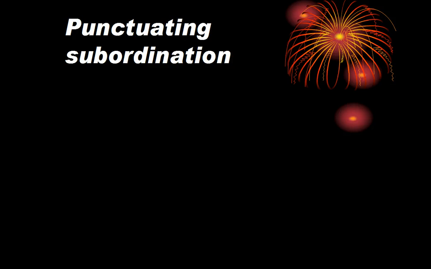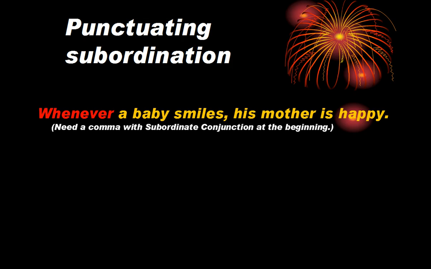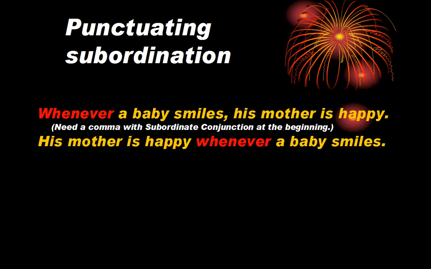Now, one thing you need to be aware of is the punctuation. Let's look at it again. If the subordinating conjunction is at the beginning, you need a comma between the two sentences. And it just sounds right. It's almost like you've created an introductory phrase, and so you need that to set it off. Whenever a baby smiles, comma, his mother is happy.